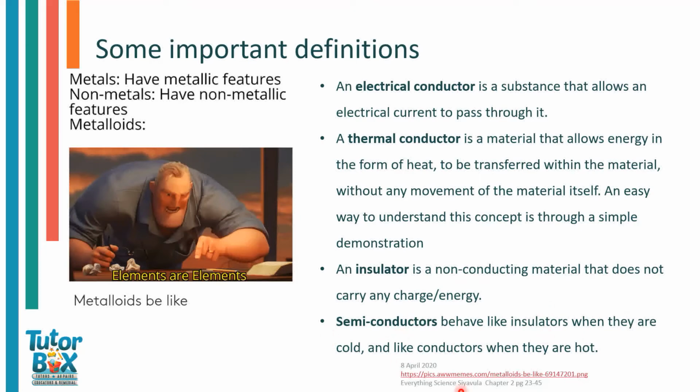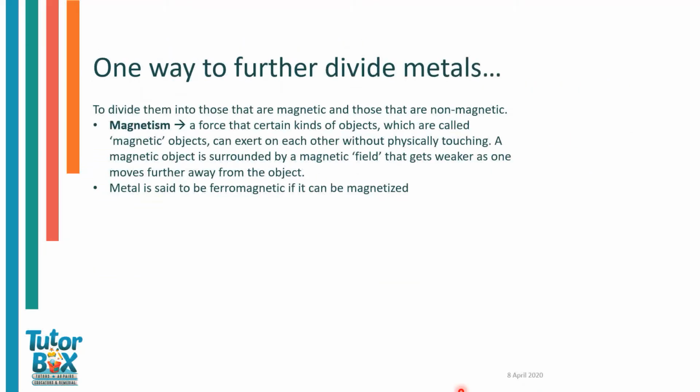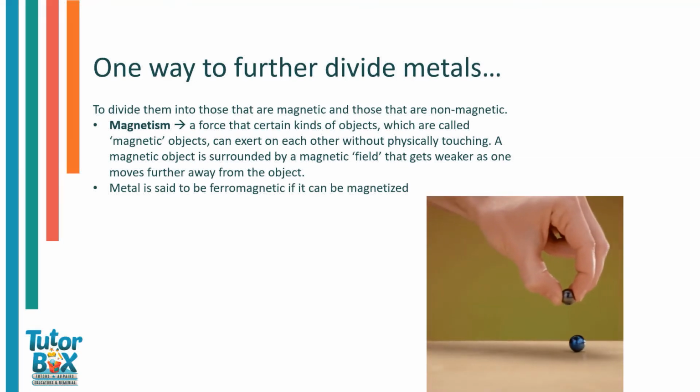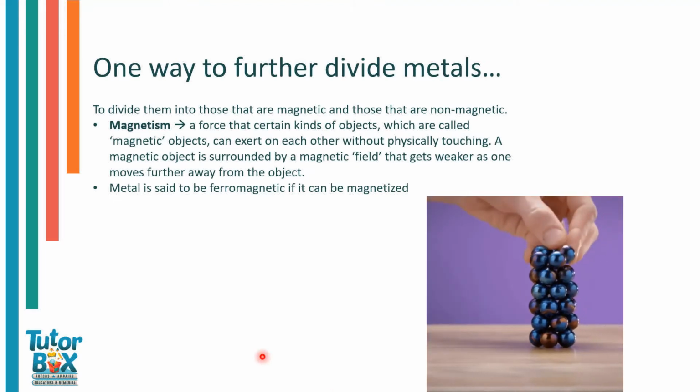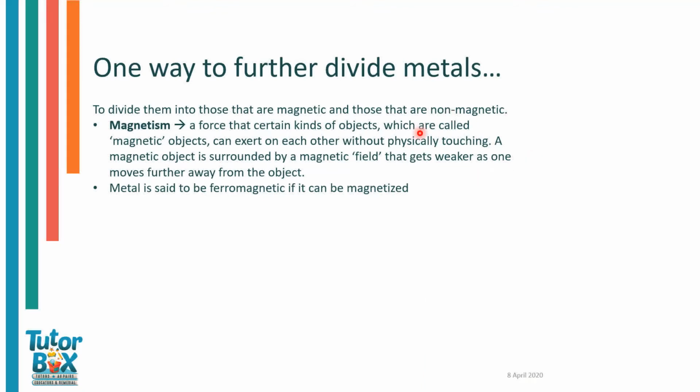Okay. One way to further divide metals is to divide them into magnetic and non-magnetic. So the definition of magnetism is a force that certain kinds of objects, which are called magnetic objects, can exert on each other without physically touching. A magnetic object is surrounded by a magnetic field that gets weaker as one moves further away from the object. So a metal is ferromagnetic if it can be magnetized.